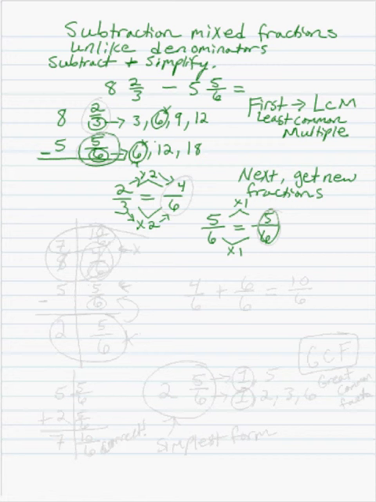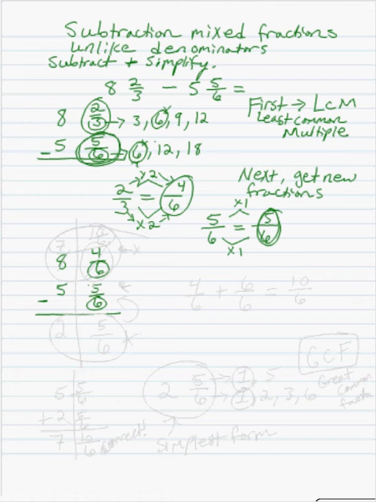So now we need to rewrite our problem. So we have 8 and we changed 2/3 to 4/6. So we need to replace the problem. And then we had 5 and we did not change it. It was times by 1, so it's still 5/6. And now we have a common denominator.